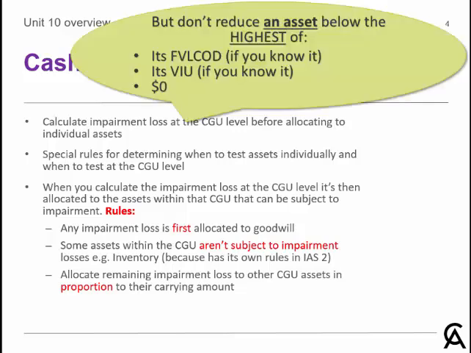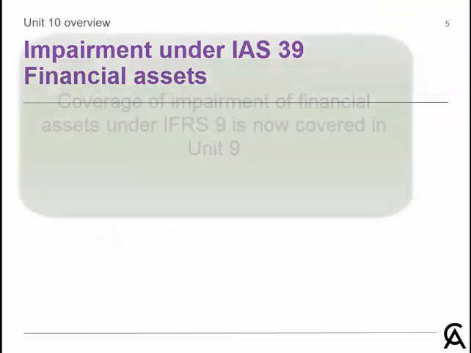And in applying those rules, what IAS 36 tells us is that there is a limit. You can't reduce an asset below the highest of its fair value less cost of disposals, if you know it, its value in use, and zero. So practicing activities and worked examples in this unit is really important to see how these rules apply.